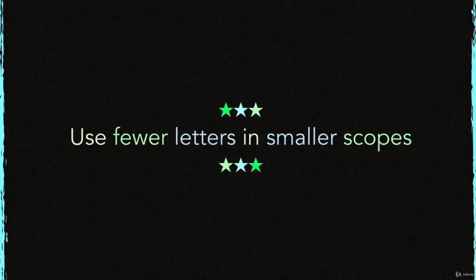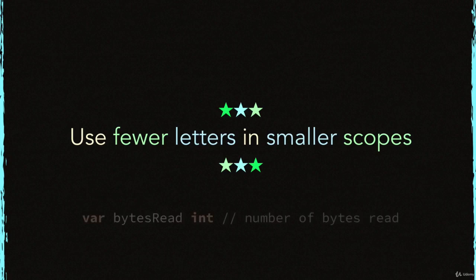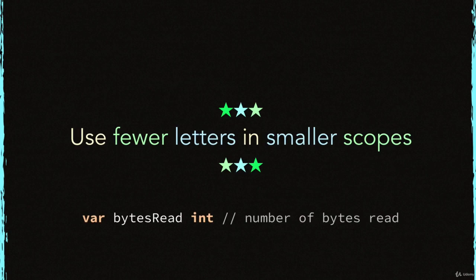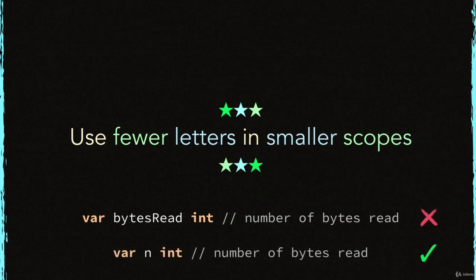As I showed you, using fewer letters in smaller scopes will clarify the code and make it easier to maintain. For example, take a look at this declaration. Imagine that this variable is declared within a function. If so, this is a very verbose naming. Now, let's take a look at this one. It's just an. When used correctly, it is very easy to read and type.